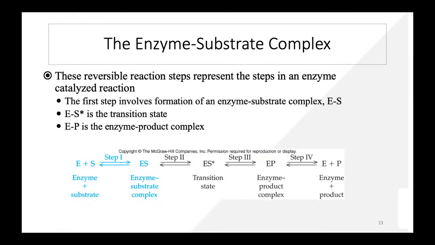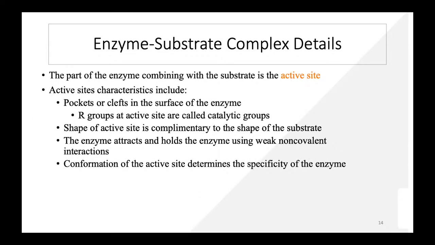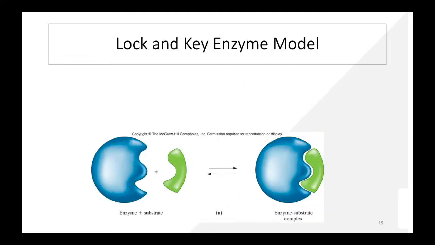Then we discussed various states that are happening: enzyme plus substrate, enzyme-substrate complex, transition state with enzyme-product complex, and then enzyme and product. We discussed a little bit about the details of the active site, the various properties of the active site. We discussed two models, the lock and key model and the induced fit model.